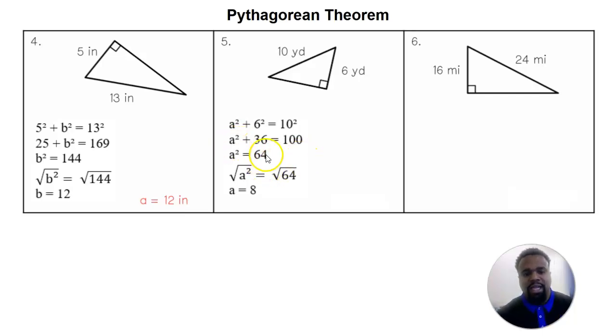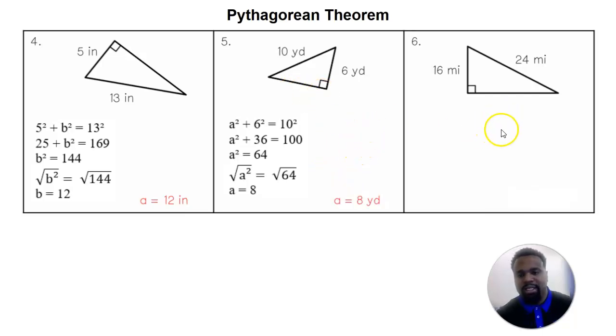We've got to solve for a, so we need to move 36 to the other side by subtracting. So we subtract 100 minus 36, that gives you 64, but that's the value of a squared. To find a, we've got to do the square root. So we do the square root of 64, you get 8. So the length of this leg will be 8 yards.